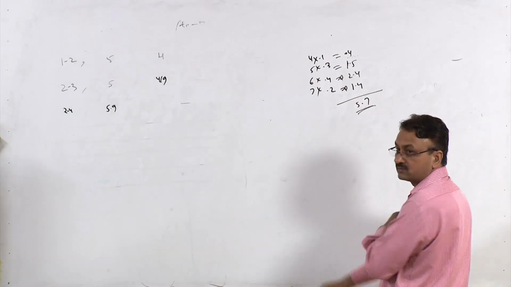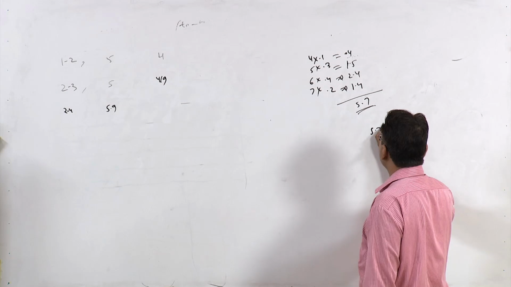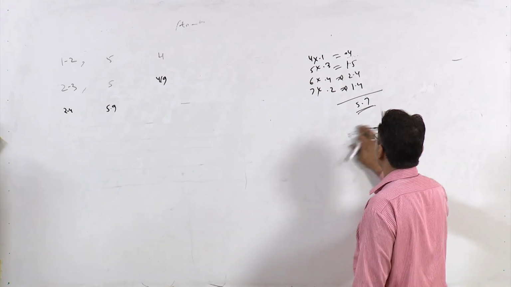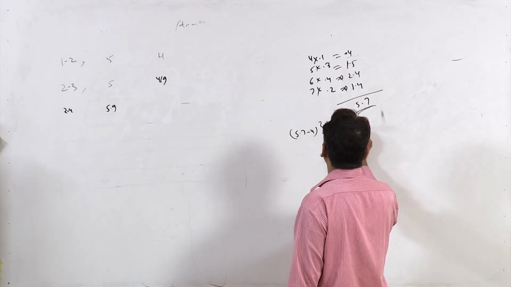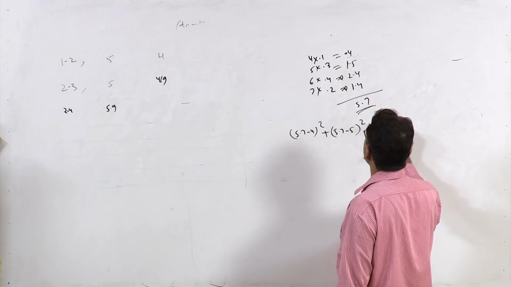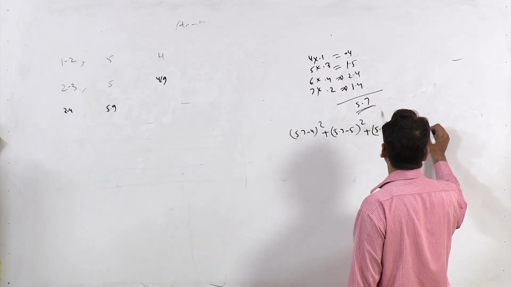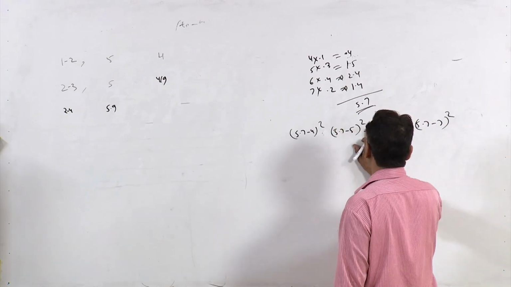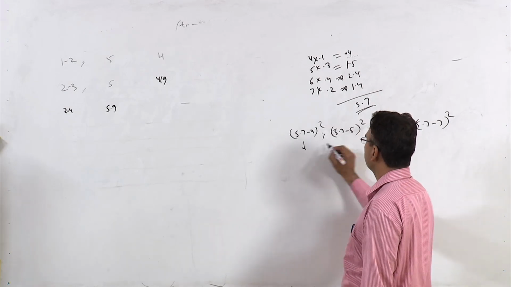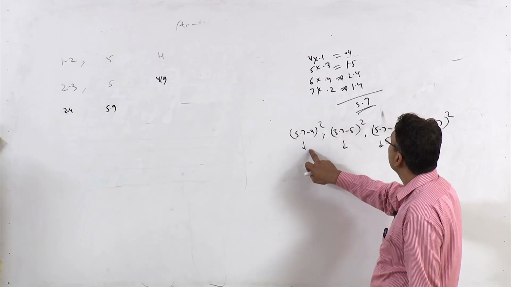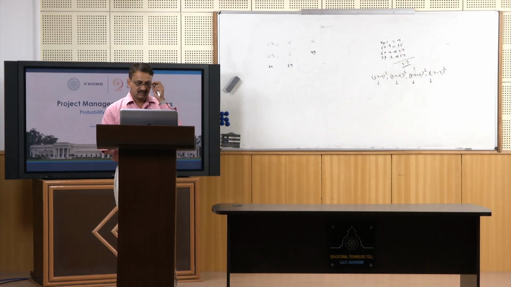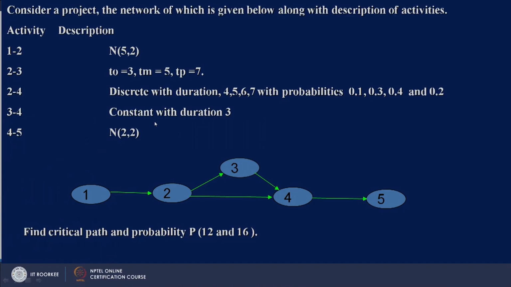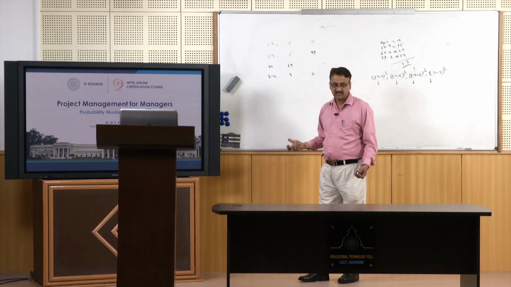Variance, you need to again do all those calculations. So it's 5.7 minus 4 whole square, plus 5.7 minus 5 whole square, plus 5.7 minus 6 whole square, plus 5.7 minus 7 whole square. So just calculate all these values and multiply these values with these probabilities, and then you will get the variance. This is what we did in the previous example. If you take activity 3-4, it has got constant duration, its duration is 3, variance is 0, because duration is fixed.